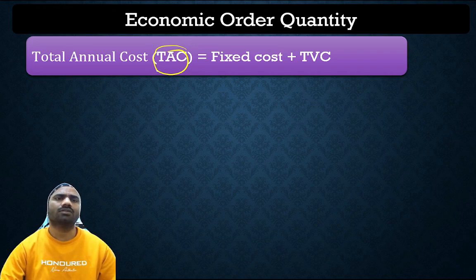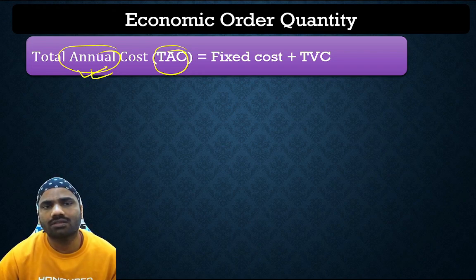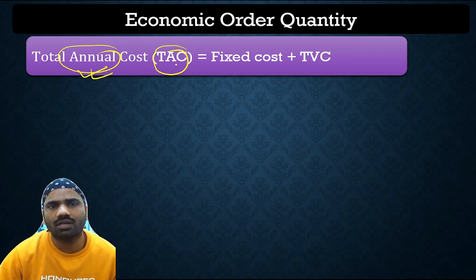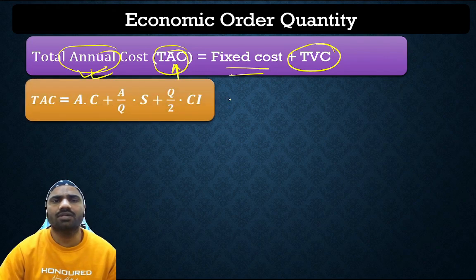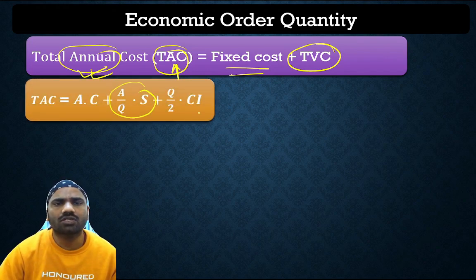So this is the total cost and that is the total annual cost. This means what is the cost going to be incurred annually. So for that particular annual demand A, we can find that annual cost as A into C plus TVC, and that TVC will be A by Q into S plus Q by 2 into C.